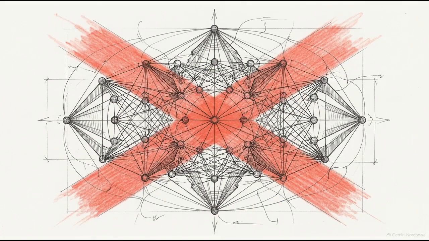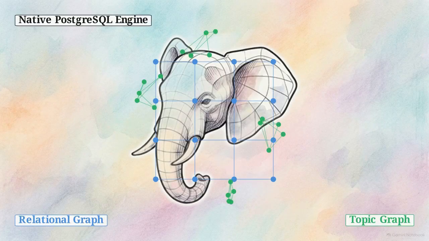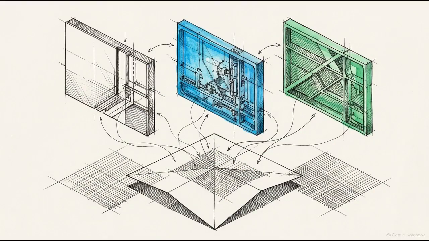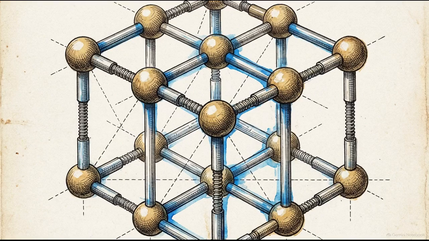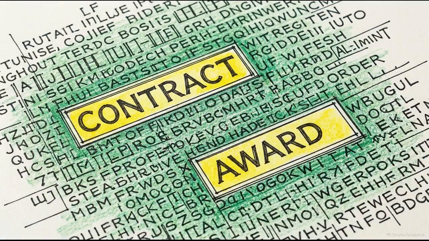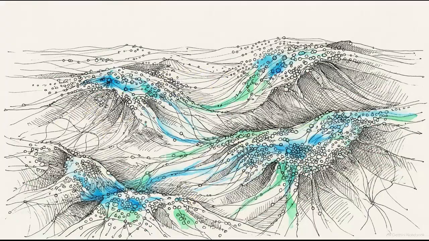To resolve this, the FPDS platform rejects the standalone graph database model. Instead, it builds three distinct interlocking graph structures natively inside Postgres. These layers each handle a specific slice of reality. The relational graph captures structural truth. The topic graph maps semantic meaning. The keyword graph tracks lexical presence of terms across the entire procurement corpus.